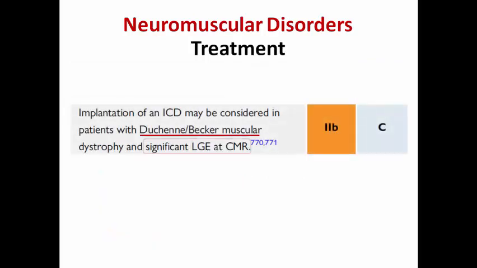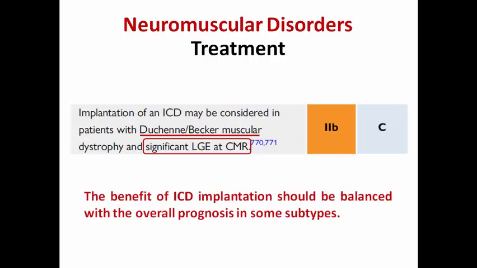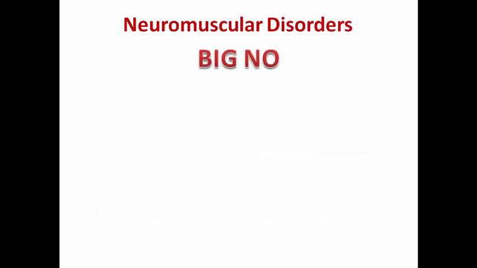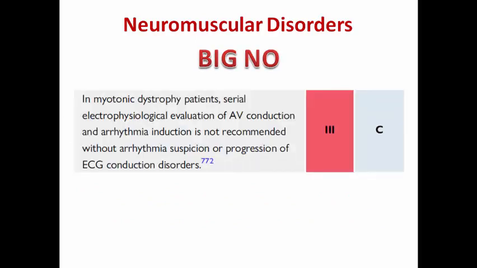In patients with Duchenne or Becker muscular dystrophy, the indication of ICD is only class 2B for those with significant late gadolinium enhancement at CMR, as the benefit of ICD here should be balanced against the overall prognosis, as we mentioned before. And the big no for neuromuscular disorders is that serial EP evaluation of AV conduction and arrhythmia induction during an EP study is not recommended without any suspicion of arrhythmia or any progressive ECG conduction disorders.